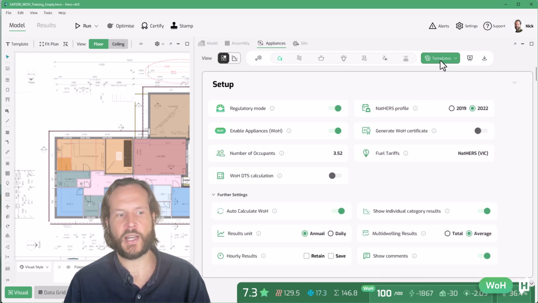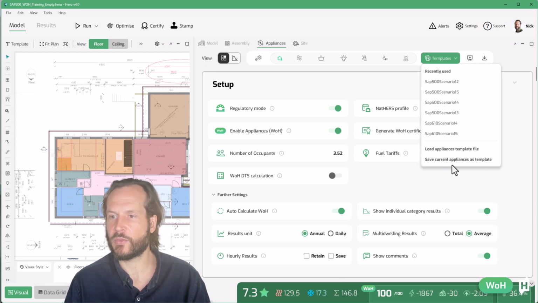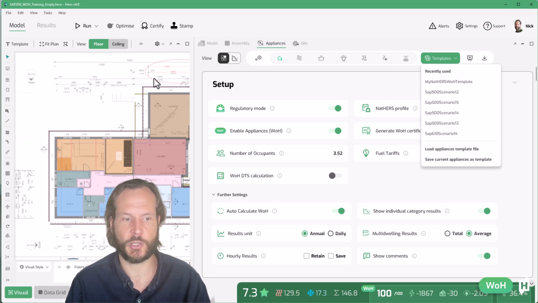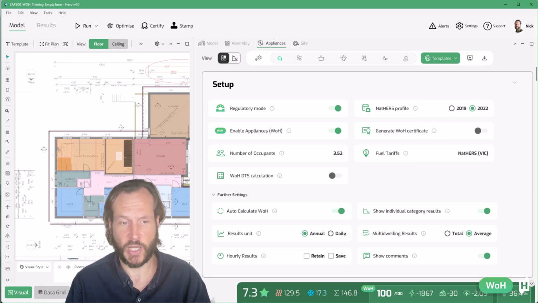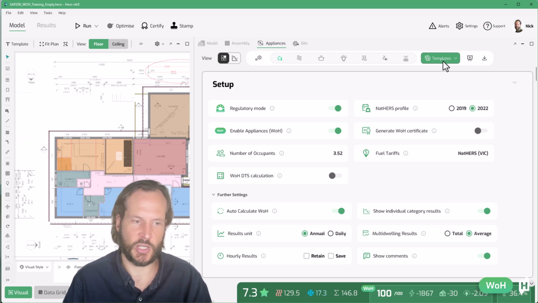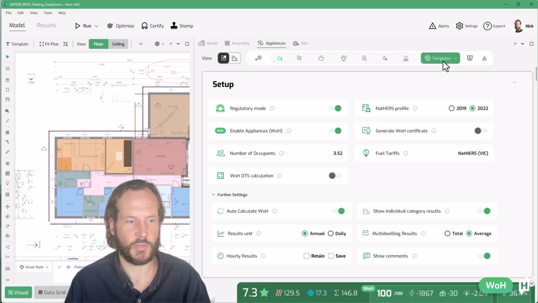In the top toolbar, we then have the templates button, which is where you can save your current appliances as a template file. And then you can quickly just load that client's template file onto future jobs or projects, or when you're optimizing, you might want to have various saved scenarios that you like to apply and alternate on. So you might want to set up various templates for, say, each client or builder who might have a few different variations they only use. Share them with your team and quickly load them in on future projects.